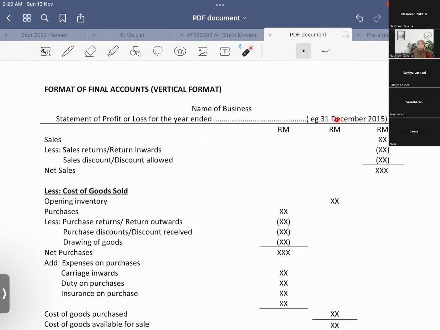Later we will look at the tutorial on how you want to know when the accounting date is. Usually it has already been stated in the questions.